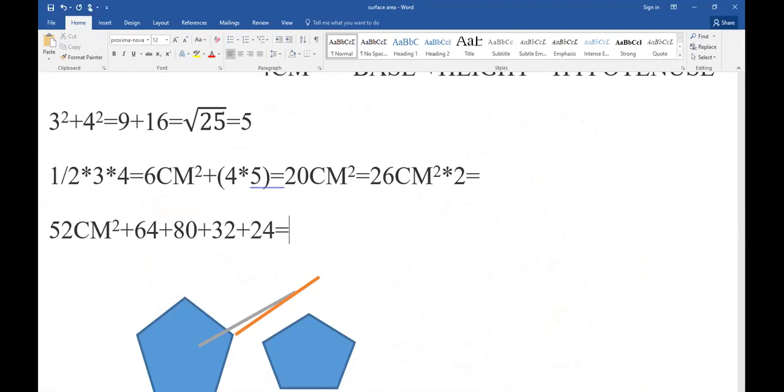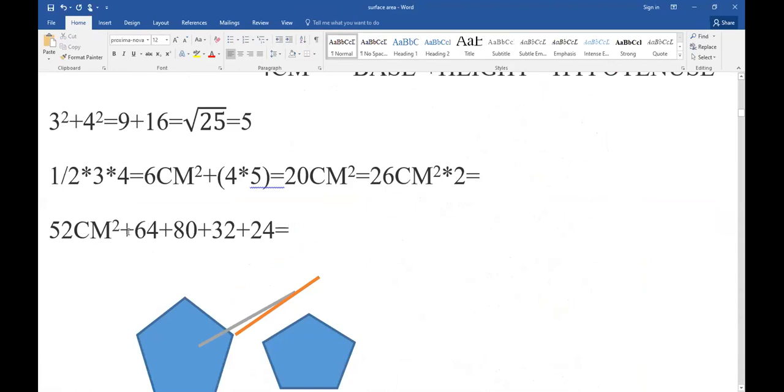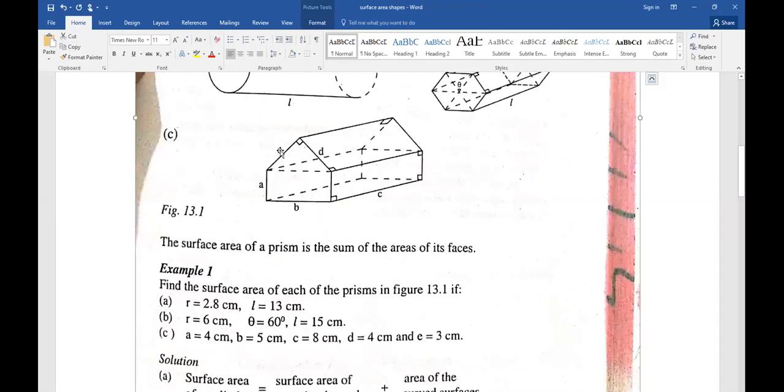So there we can now have the answer. This 52 was because of the two pentagonal shapes. Then we had the 64, which was because of this side and the other side. And then we have the 32 and the 24. And then we have the base here, which we had already said is B times C. So I think you have included all those measurements.